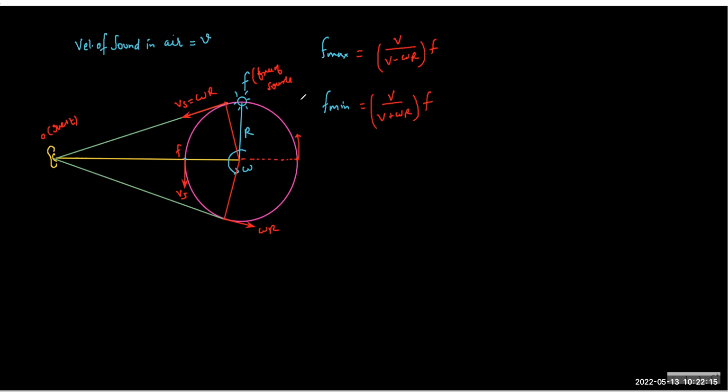So a source is moving on a circular track with angular velocity omega, radius is r, and we are supposed to find the maximum and the minimum frequency heard by the observer. So the maximum will be heard when the source is moving towards the observer, which is the tangential position. So they may ask you multiple questions like to find the time from here to there.